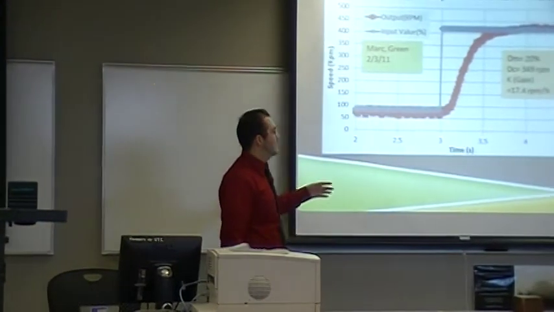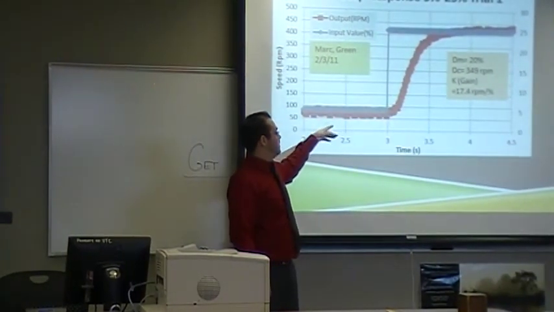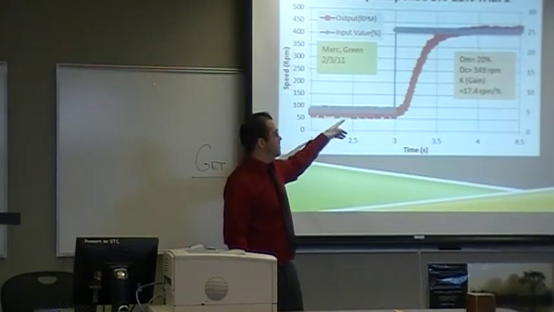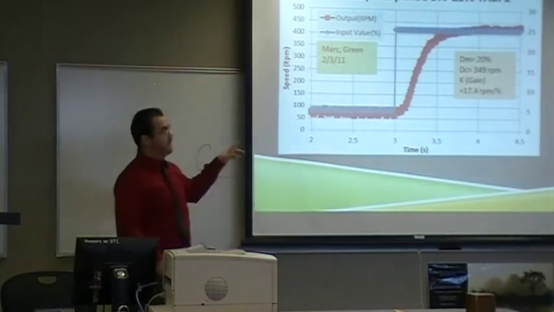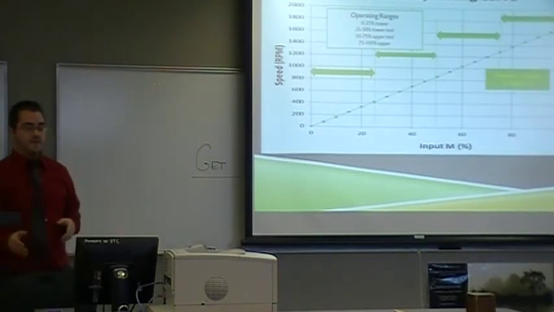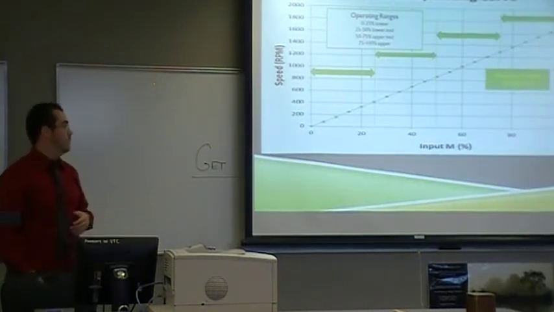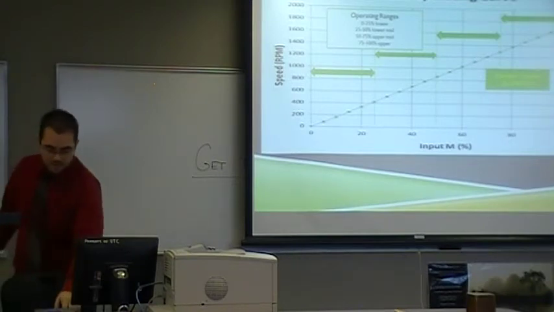Now we can see from this the dead time of our system. Actually, that's the next slide. The gain of our system was 17.4 RPM per percentage. Now, if we were to look at the steady state operating curve for our system, we actually concluded that the slope of this line was also 17.4 RPM per percentage, which would agree with what we discussed in class.